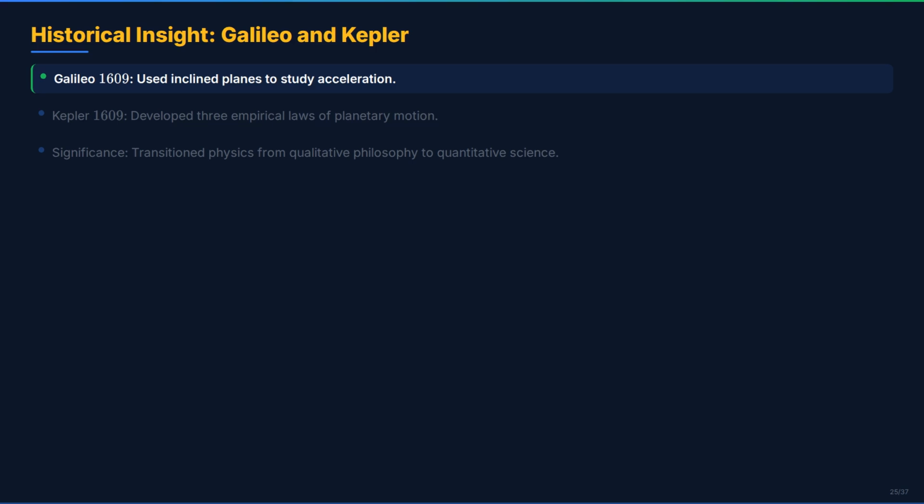This was a revolutionary shift. It forced physicists to abandon centuries of assumptions and develop the mathematical tools we use today, like calculating orbital velocity. This historical context reminds us that physics is not just equations. It's a story of challenging assumptions.